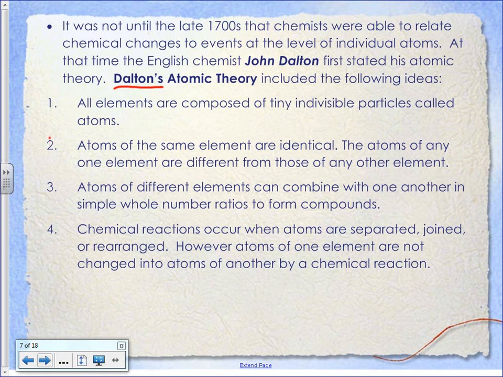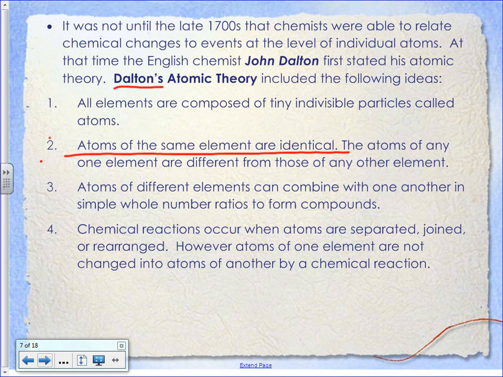All right, first point. All elements are composed of tiny indivisible particles called atoms. The other points are essentially the proof. Second point, atoms of the same element are identical. Why they have this, atoms of any element are different from those of the others, seems redundant to me. Obviously, carbon atoms are different than oxygen atoms, but all oxygen atoms are identical. All carbon atoms are identical. That's the only way that they can have the same physical properties, if they have the same number of protons, same number of neutrons, same number of electrons.